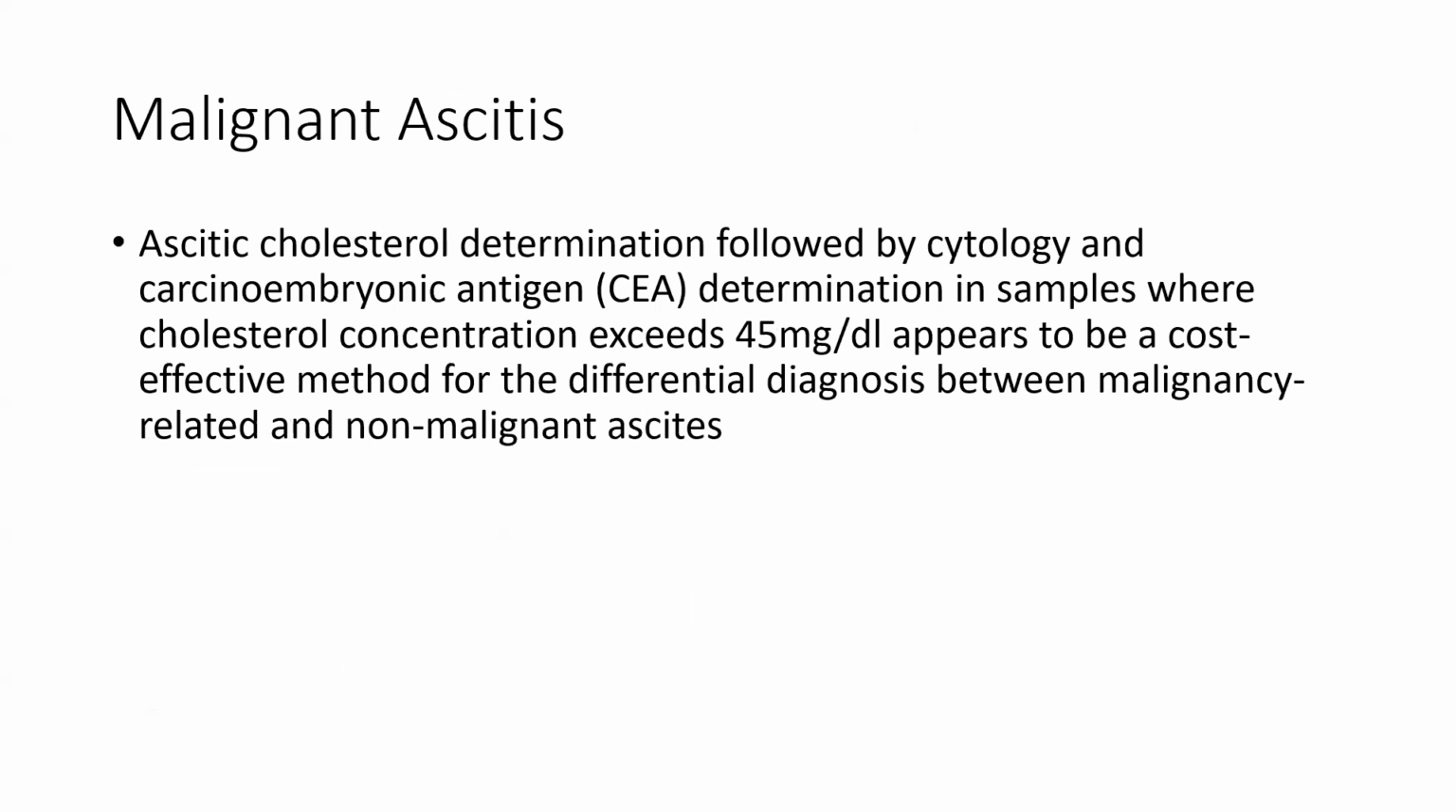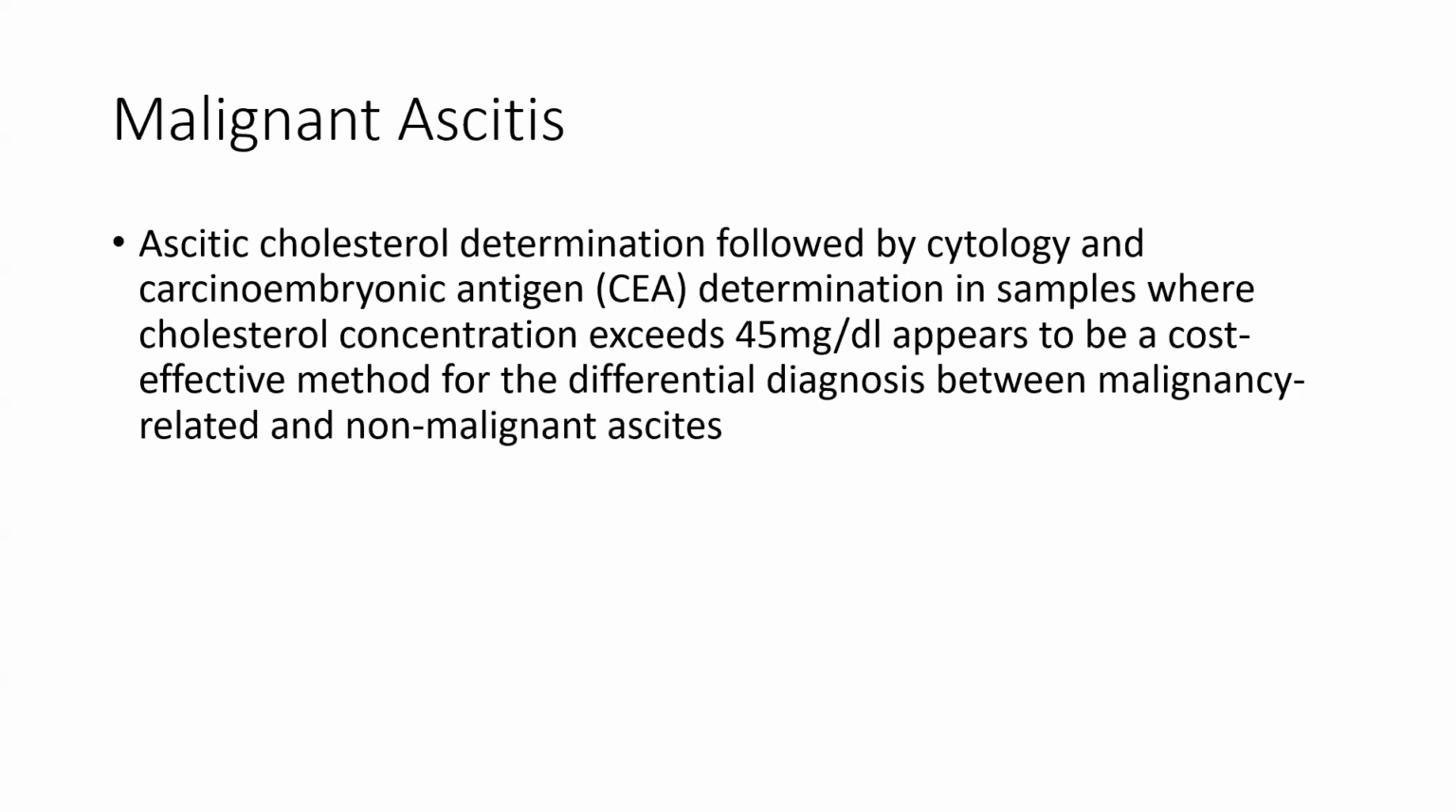Now, about malignant ascites. Ascitic cholesterol determination, followed by cytology and carcinoembryonic antigen determination in samples where the cholesterol concentration exceeds 45 mg, appears to be a cost-effective method for differential diagnosis between malignant and non-malignant ascites.